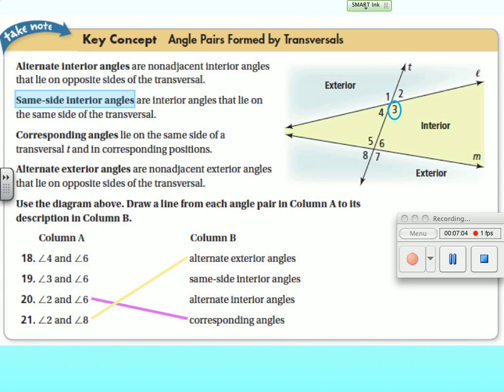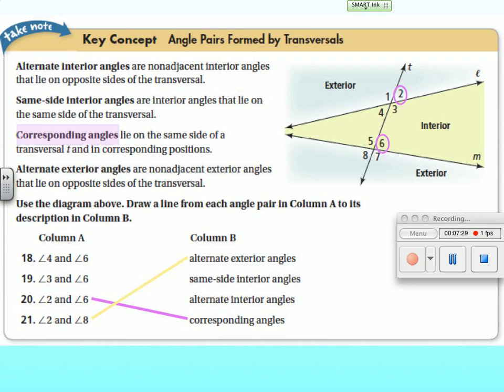All right, that deals with the interior angles. Let's talk about another type of angle, a corresponding angle. A corresponding angle lies on the same side of the transversal in a corresponding position. So if I look at angle 2, the angle which corresponds with angle 2 would be angle 6. Likewise, 3 and 7 go together, 1 and 5, and 4 and 8.